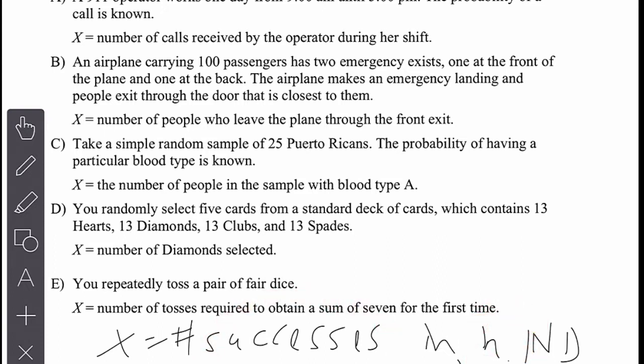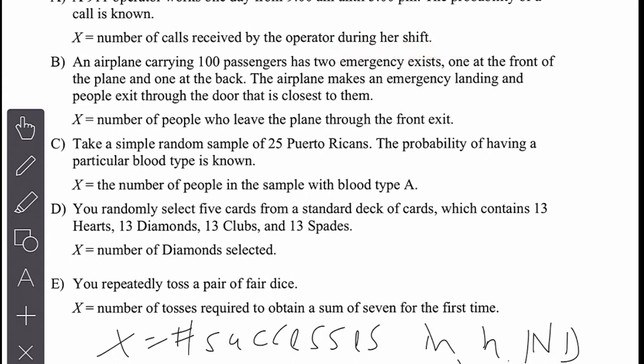How many times did they attempt to look for the success? In this problem, the success, the thing you're looking for, is counting calls received. Okay, so there's some notion of success there. But n independent trials, we have a problem with n here because it's saying during her shift.